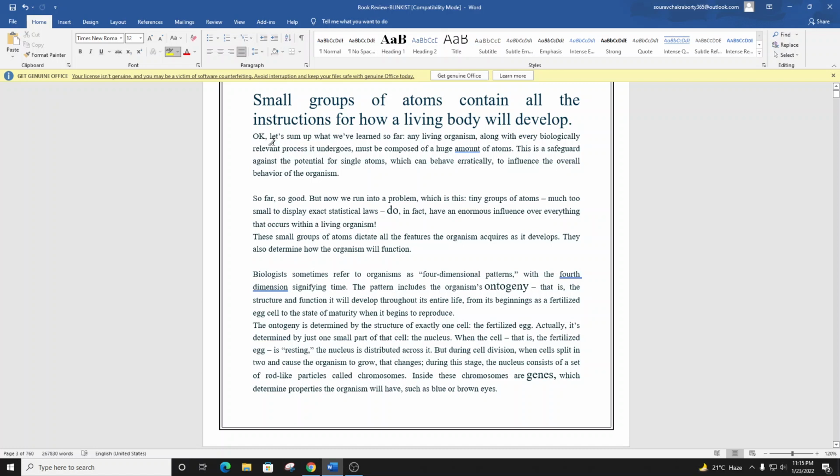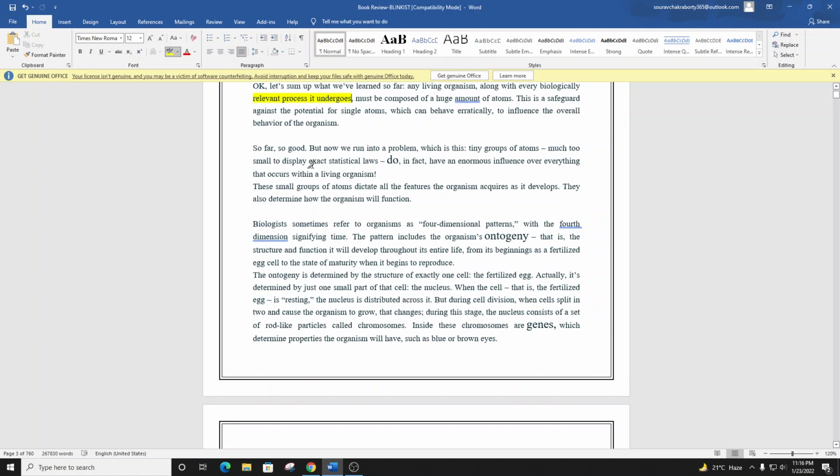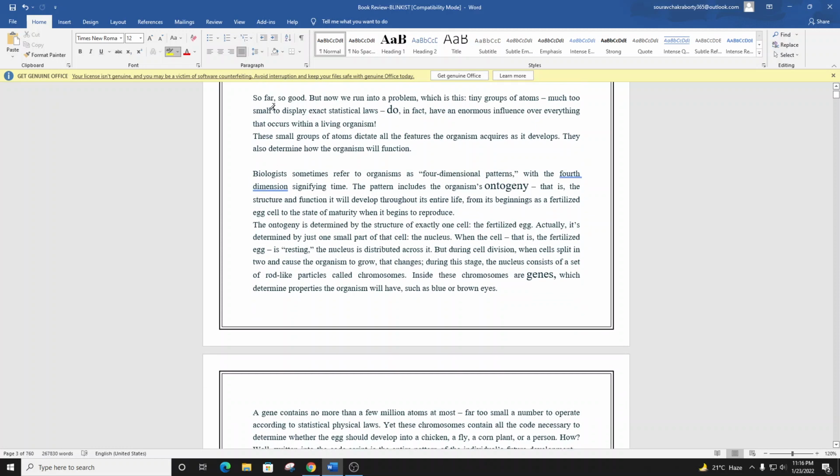Okay, let's sum up what we've learned so far. Any living organism, along with every biologically relevant process it undergoes, must be composed of a huge amount of atoms. This is a safeguard against the potential for single atoms, which can behave erratically, to influence the overall behavior of the organism. So far, so good, but now we run into a problem, which is this.